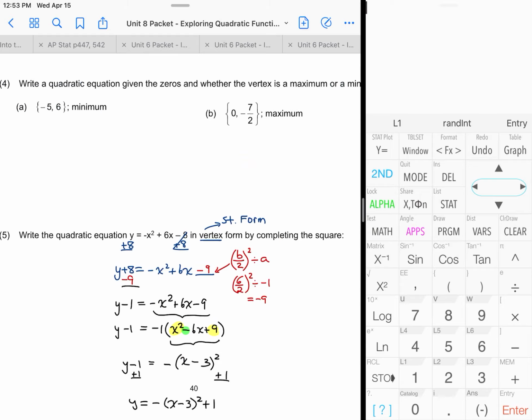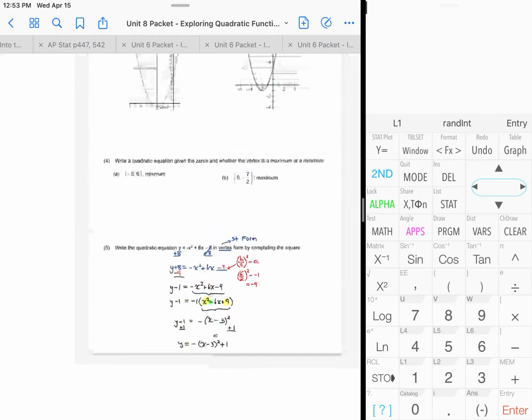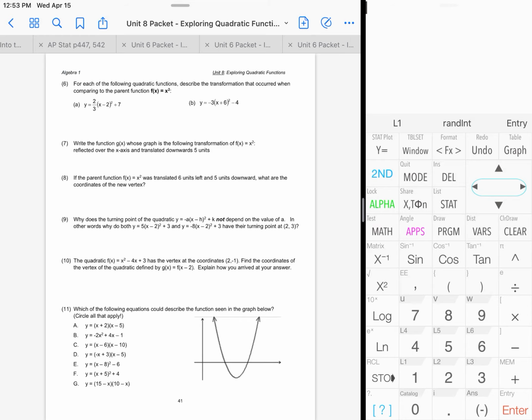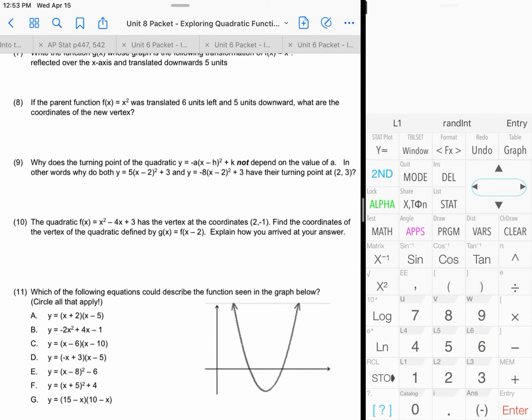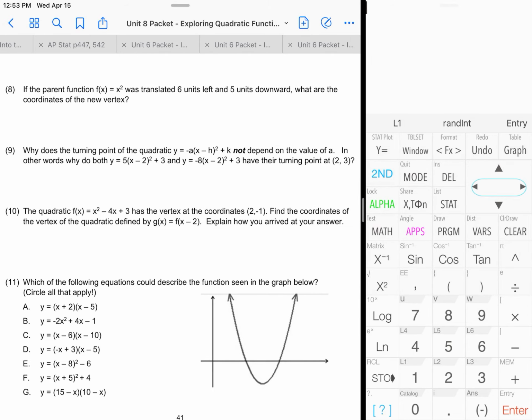All right, so let's take a look at my Remind feed for another question on page 41, question 10. Can you explain how you got to that conclusion? All right, so page 41, question 10. Let's take a quick look. Quadratic function f of x equals x squared minus 4x plus 3 has a vertex at the coordinates 2, negative 1. Find the coordinates of the vertex of the quadratic defined by g of x equals f of x minus 2. Explain how you arrived at your answer.